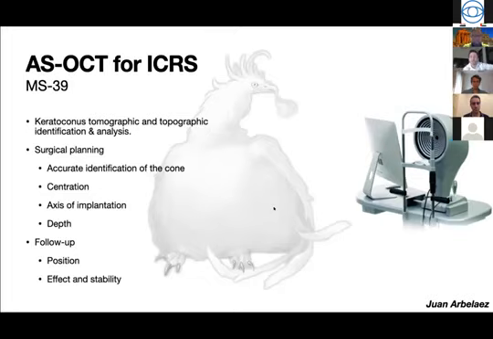You will check the position of the ring after the implantation with the section images, with the OCT images, and you are able to measure the effect and the stability using the differential maps and comparing the preoperative map with the postoperative map of all the different maps available: tangential, anterior, posterior, thickness map, elevation maps, all the maps available.